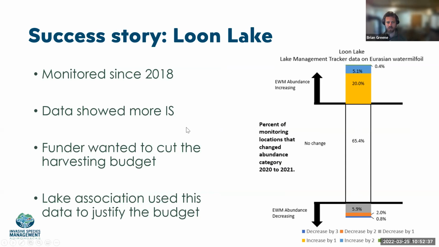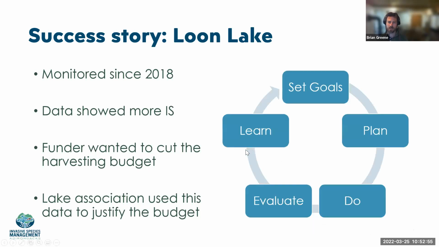Their local funder, the municipality, wanted to actually cut the harvesting budget in 2022. The Lake Association was able to use this data and the long-term monitoring they've been doing for the past 4 years to justify that the budget shouldn't be cut, and their local municipality agreed with them. So this is a great example of an adaptive management process where we're setting goals, we're planning, we're doing management, we're monitoring, and then we're taking that data and turning it into information, and we're learning and using it. So this is really powerful.